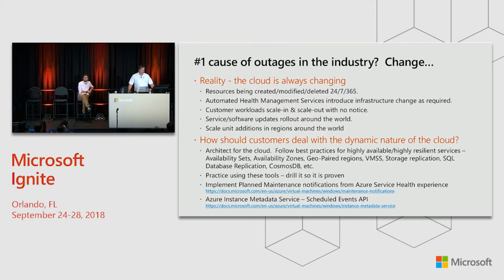Obviously, the ones that are listed there, availability sets and availability zones, are certain things to be looking at. Practice using these tools so that when you need them, you know how to use them, right? You know how to fail over from one data center to another. You know how to use availability zones. Don't just set it up and hope that it works. A lot of times it will, I hope, but hope isn't a strategy. So really test it, really do it. Make your workload fail.